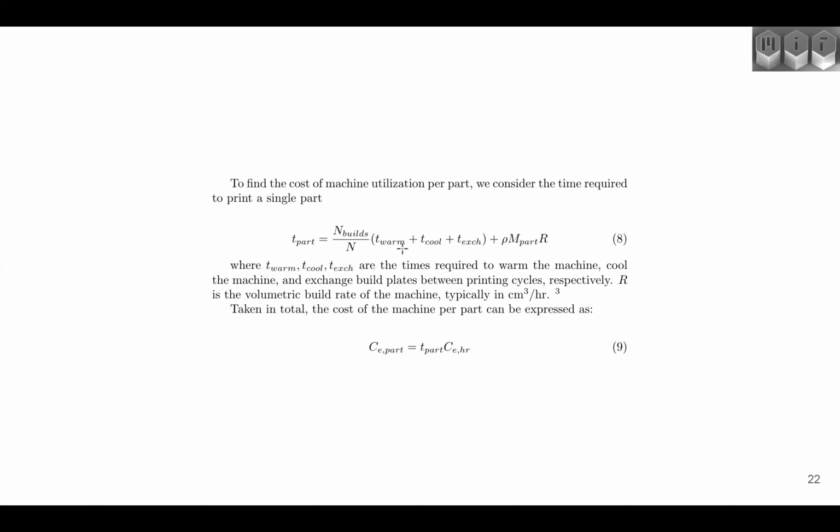Whereas the warm-up time, the cool down time, the build exchange time, those might be the same, right? Whether you're printing one tiny part or one huge part or 1,000 small parts, those might be roughly the same. And if they're roughly the same, again, how can we try to be efficient? We are efficient by putting as many parts as possible into each individual build.